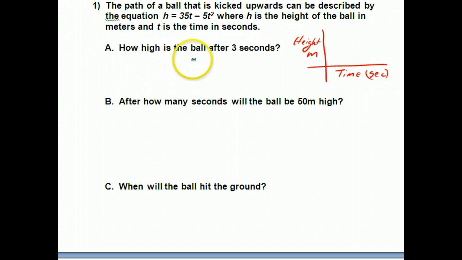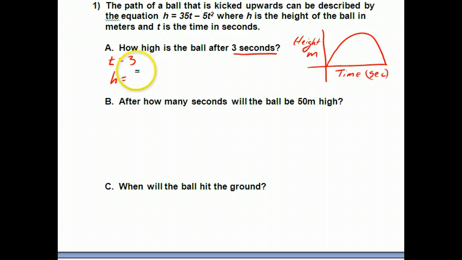Okay, so it says how high is the ball after 3 seconds? Well, they're always going to have to give us one of the two pieces of information. They're either going to have to give us time or they're going to have to give us height. And we're going to use that information to find the other variable, because here's the path of my ball, right? So at any given time, there's only going to be one height, because it's a function. So how high is the ball after 3 seconds? We know that 3 is a t. t is equal to 3, so we can just plug that into our equation.